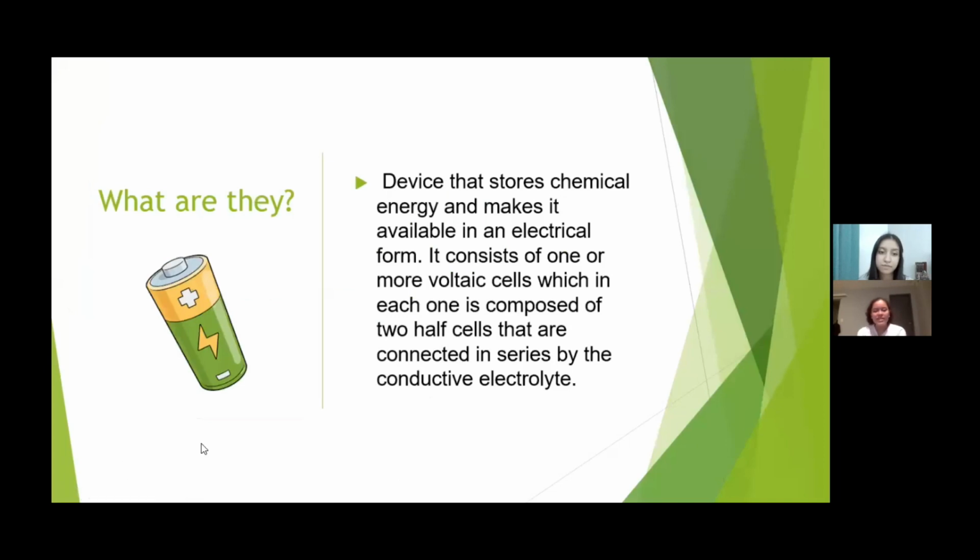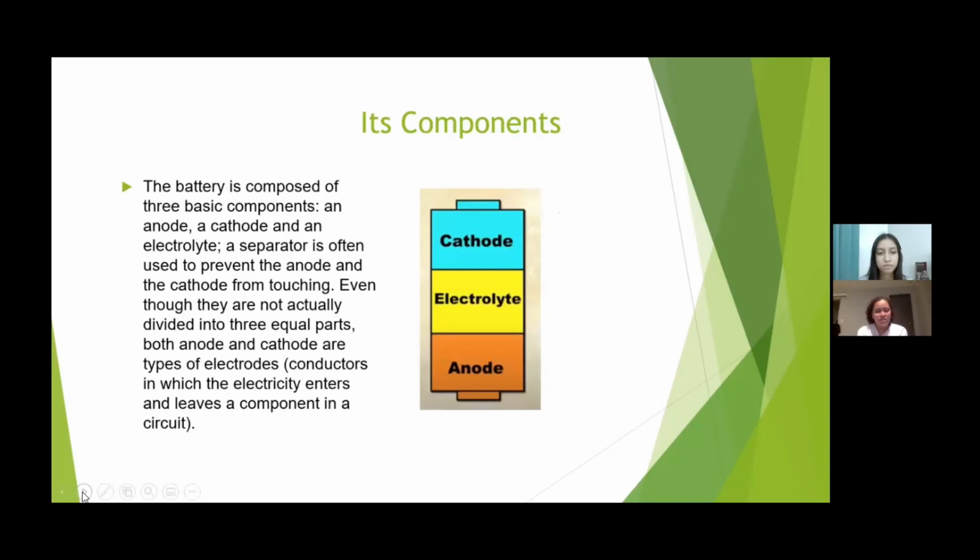So, an electric battery is a device that stores chemical energy and makes it available in an electrical form. It consists of one or more voltaic cells, each one of them composed of half cells that are connected in series by conductive electrolytes. So basically, the battery is composed of three basic components: the anode, the cathode, and the electrolyte. They have a separator that is often used to prevent the anode and the cathode from touching. Both anode and cathode are types of electrodes.